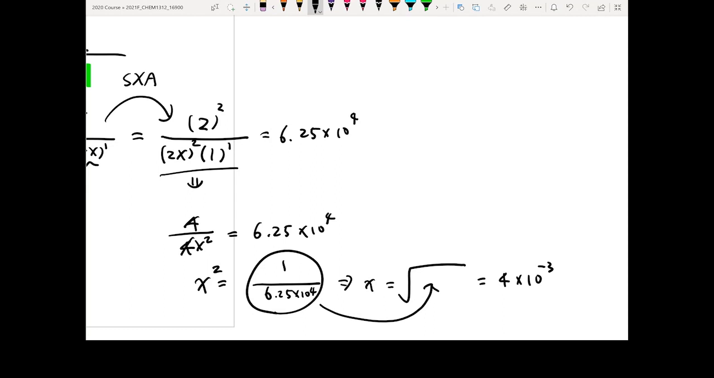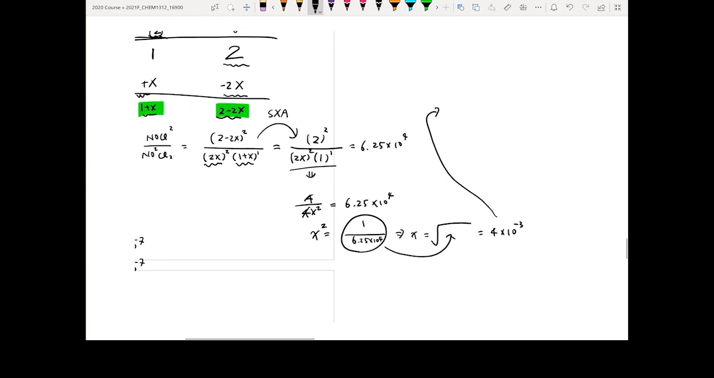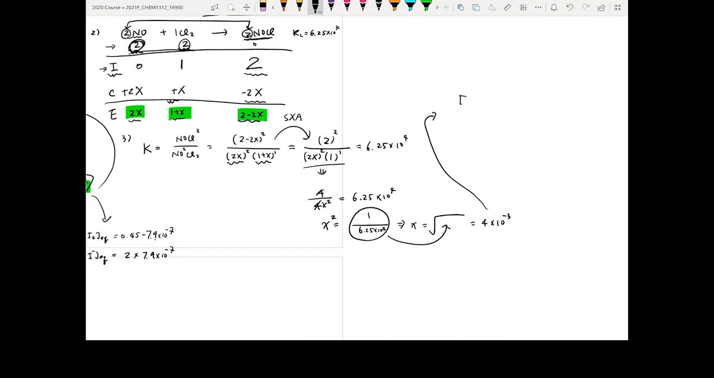Once you get your x, you will know the concentration of your NO is equal to 2x. The concentration of your Cl2 is equal to 1 plus x. The concentration of your NOCl at equilibrium is equal to 2 minus 2x. Once you calculate all those things, use those numbers to back-calculate the corresponding equilibrium constant. It should agree with the equilibrium constant given in the question.